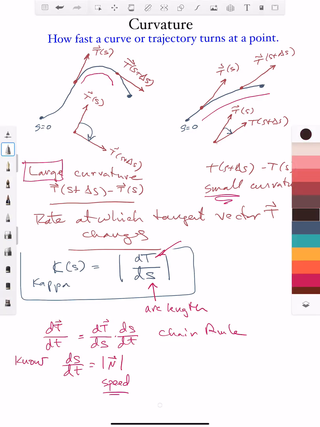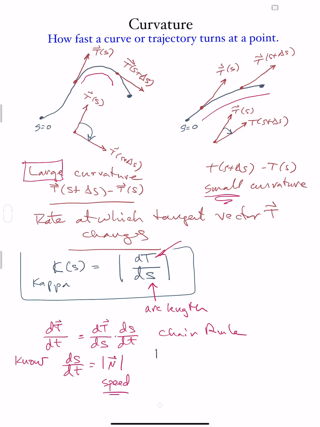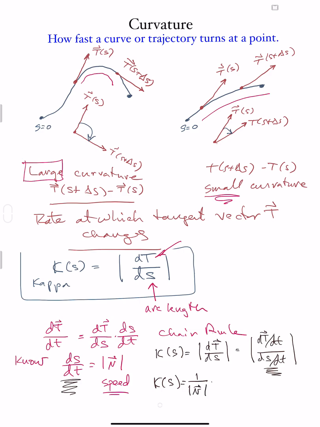So once we put those two pieces together, the value of kappa is the magnitude of the change in the tangent vector with arc length. But I can write that as the change in the tangent with time and the change in the arc length with time, just by using the differential dt as a common denominator in the numerator and denominator. Now the denominator, we already know, is the speed. So I can write kappa of s as 1 over that speed times the change in the tangent vector with time.